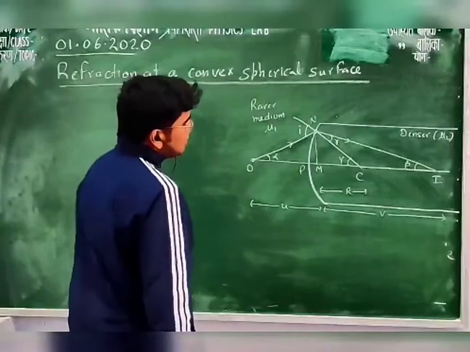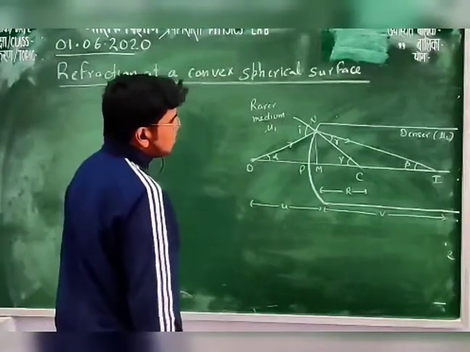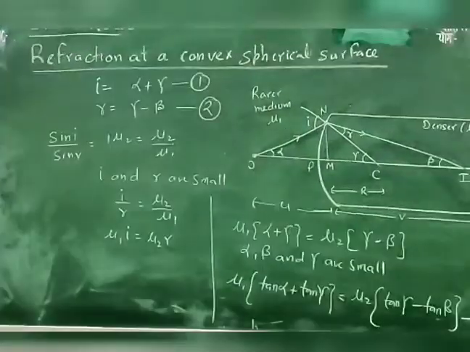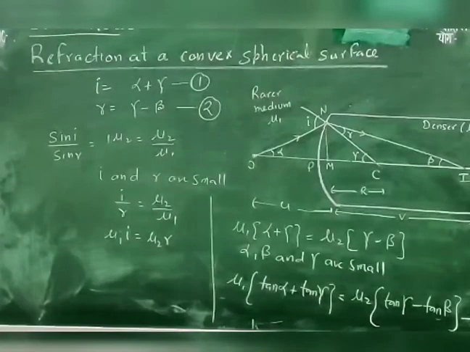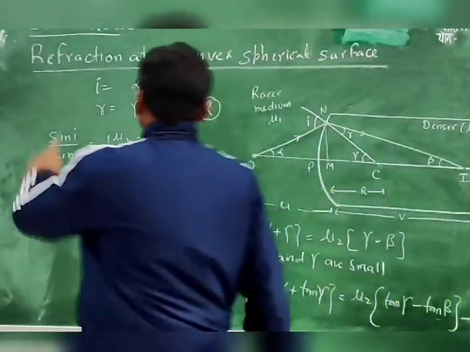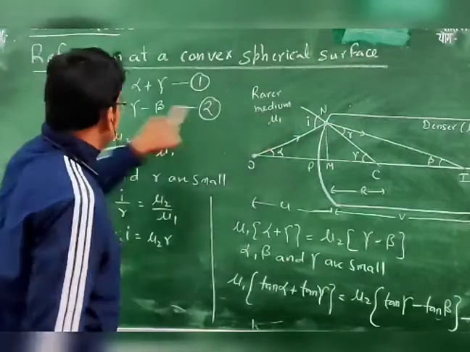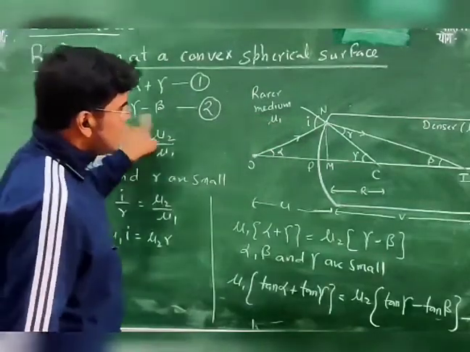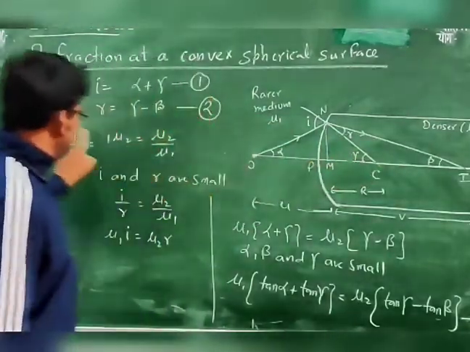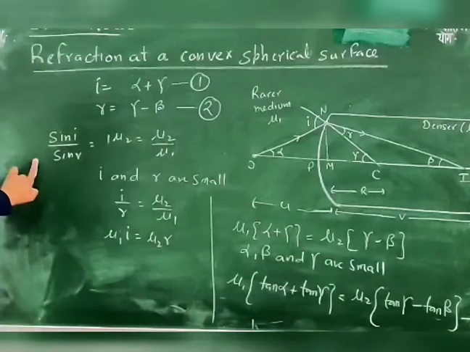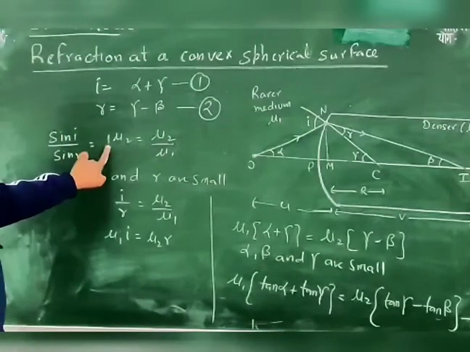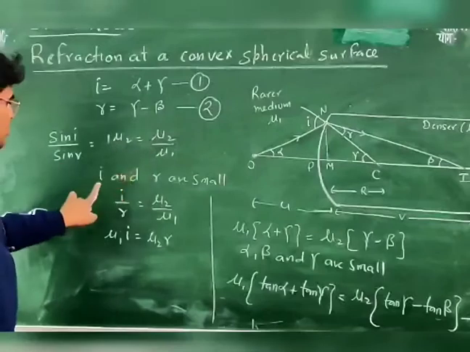So we need to make a connection between alpha, beta, gamma, I and R. We have taken I equal to alpha plus gamma from this triangle, and R equal to gamma minus beta, as gamma equals R plus beta from this triangle. Then we have applied Snell's law: sin I upon sin R equals 1 mu 2, that is equal to mu 2 upon mu 1.